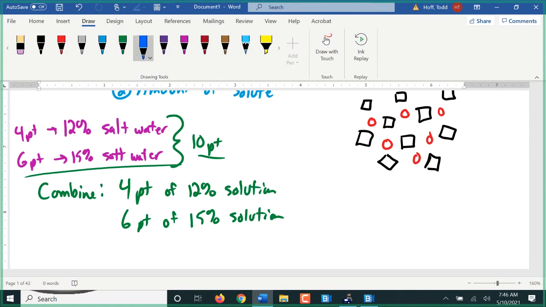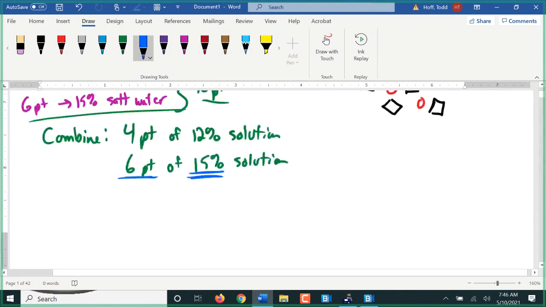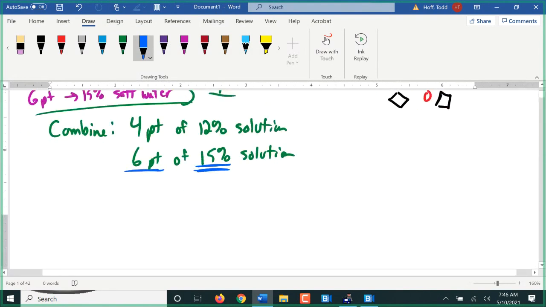Now first, I want to look at this problem and just analyze it a little bit. Which solution has a larger volume here? So which percent would we expect the final result to be closer to? Yeah, because there's more of it. In chemistry, there's something called the lever law, where the more volume there is of one solution, the closer the final solution has to be to that concentration. We're not going to get into that. We're just going to do it the algebraic way here.